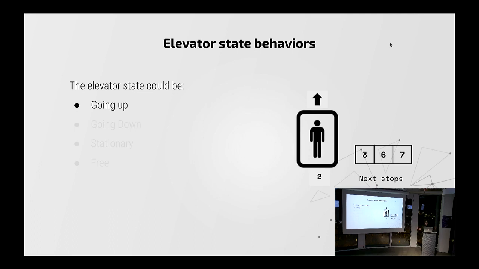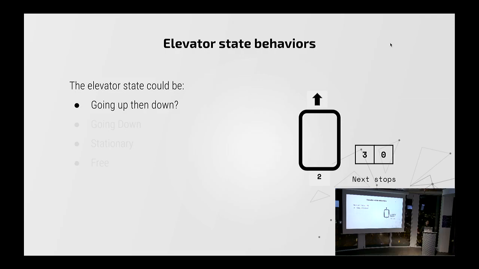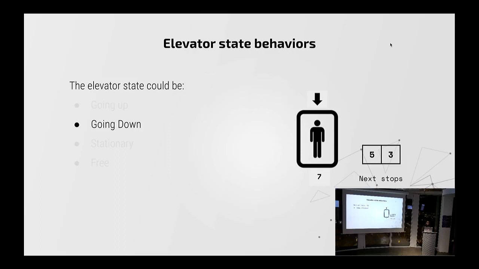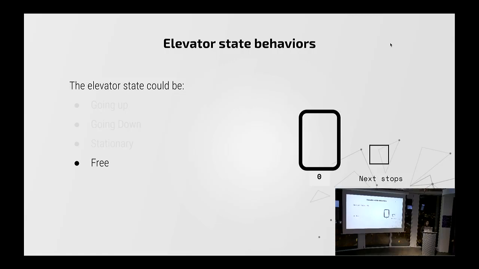And what about if the elevator is empty and will serve a request? It should go up, but then it goes down. So we should also consider this case. And we know the elevator is going down if the next stops are less than the current floor. And also the same case, we should think about if it will change its direction. And when the elevator is stationary, it means that the passenger has just arrived at that floor, and we know that the elevator state is free, which means that we don't have any next stops.